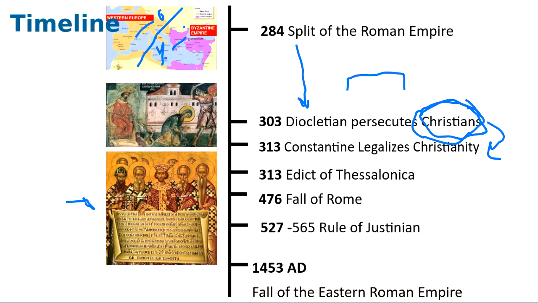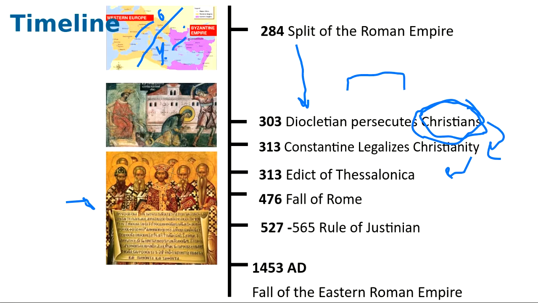And eventually, the Edict of Thessalonica pushed it even further. While the Edict of Milan made Christianity legal, now it required people to be Christian. So now it made it the religion to follow. It really, really pushed Christianity even further.